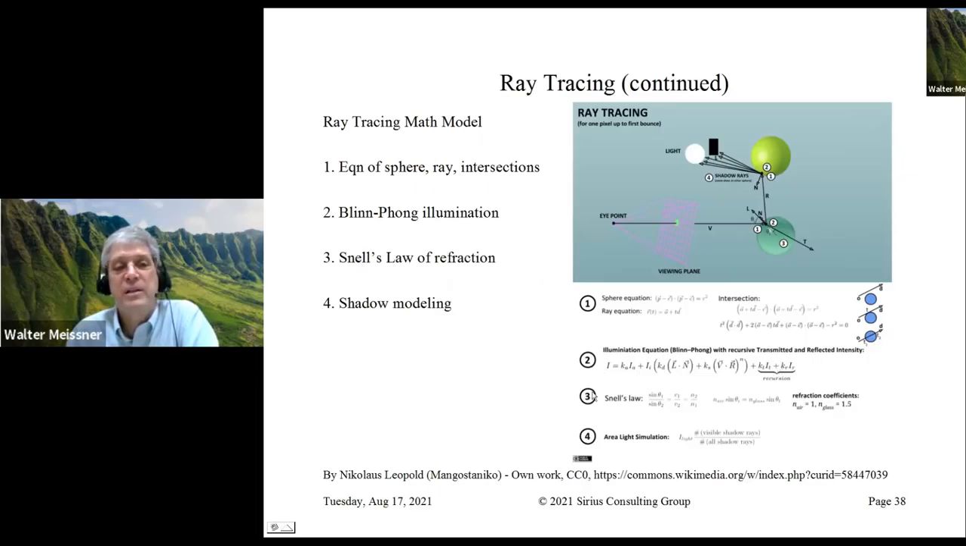And with refraction, they need to use Snell's law. The index for air is 1, for glass is 1.5, and you plug it into that equation to get what's happening there. And then finally, you have to do some kind of shadow modeling, and that's the 4th step here. It's just the ratio of the visible rays to the shadow rays to figure out how much light hits the area.